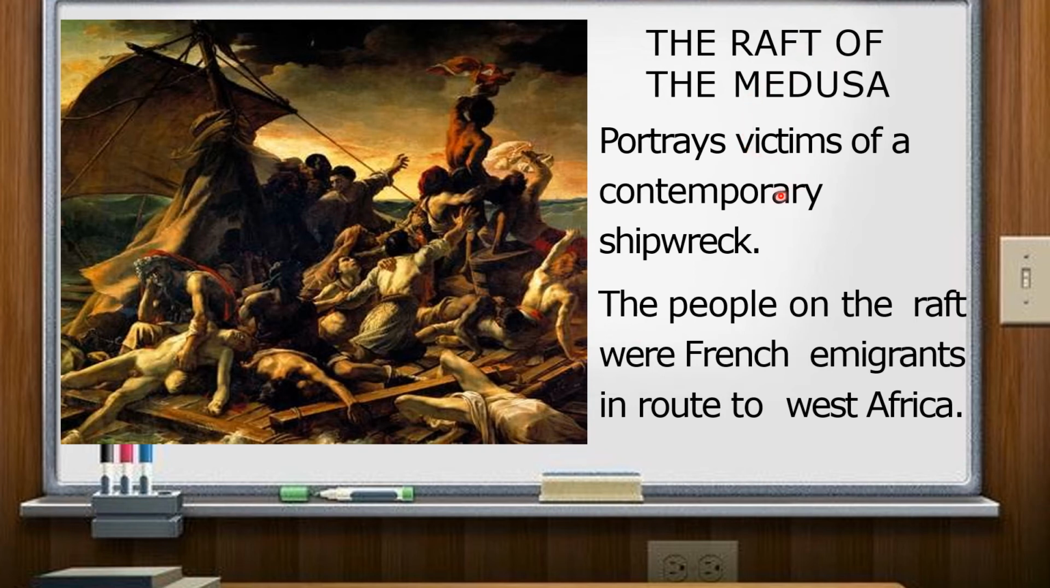It portrays victims of a contemporary shipwreck. The people on the raft were French emigrants en route to West Africa. So we all know that Africans were slaves in that era. So in Romanticism, African people became slaves, and I think this painting portrays the victims of it. So as you can see on this raft, there are lots of people suffering. As you can see, Romanticism shows emotion.